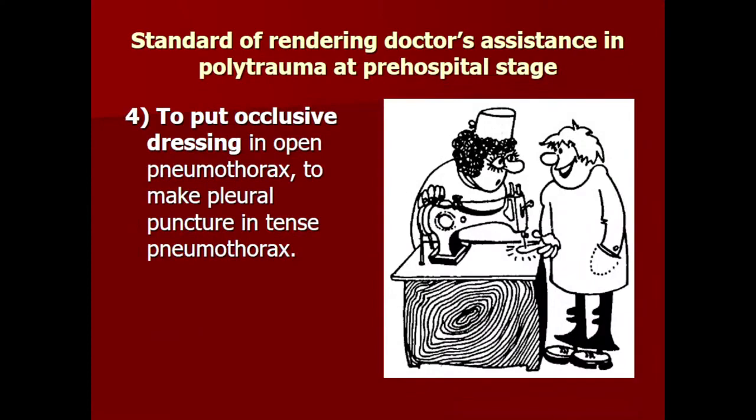Next step, to put an occlusive dressing. In open pneumothorax, and to make a pleural puncture in tense pneumothorax. If a patient has open pneumothorax, you must shift to closed pneumothorax if you put an occlusive bandage. It's a hermetic bandage. If a patient has tense pneumothorax, you obligatorily must shift to open pneumothorax.